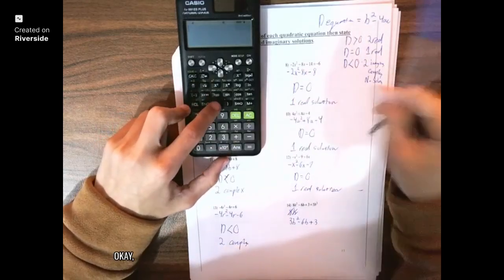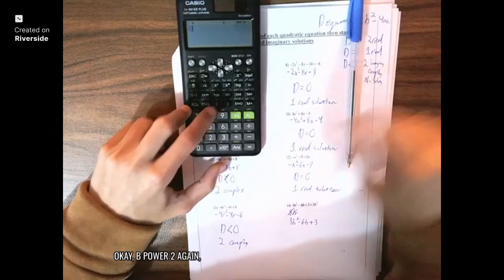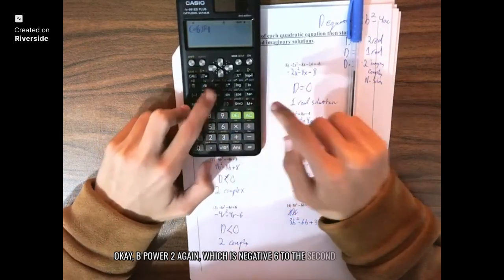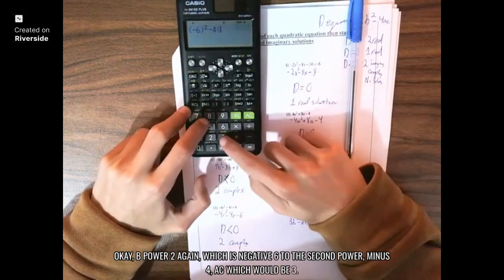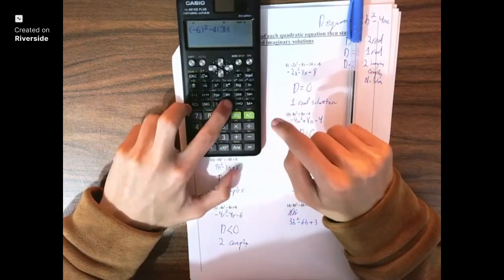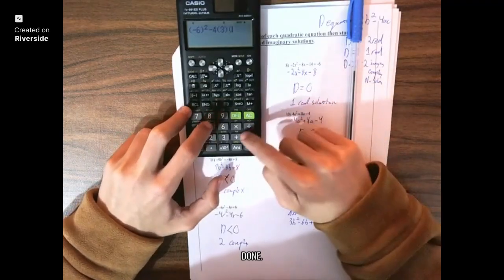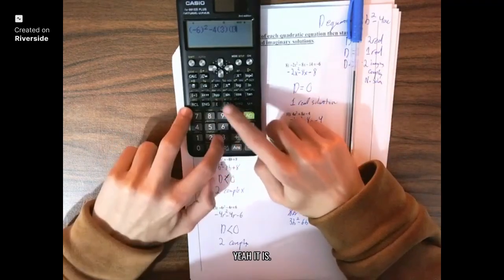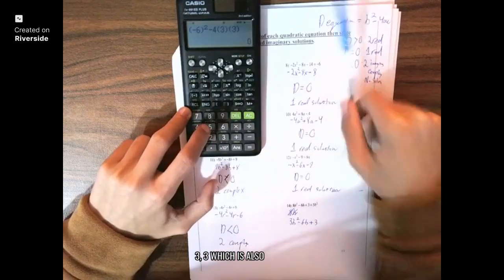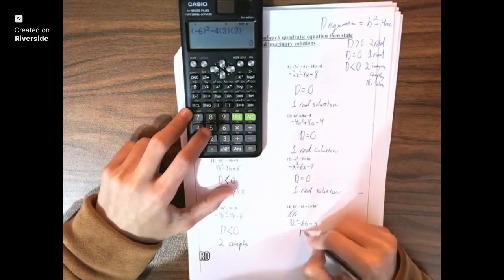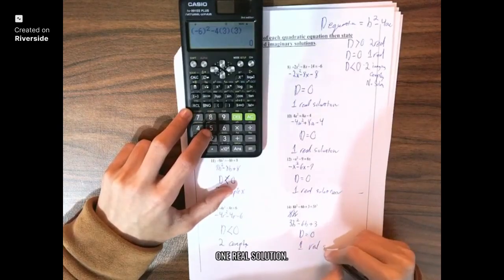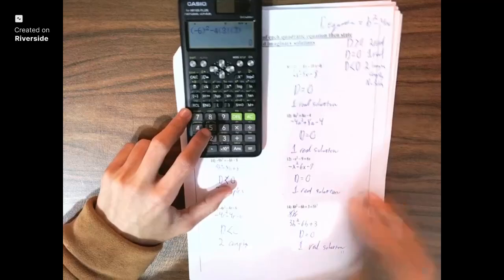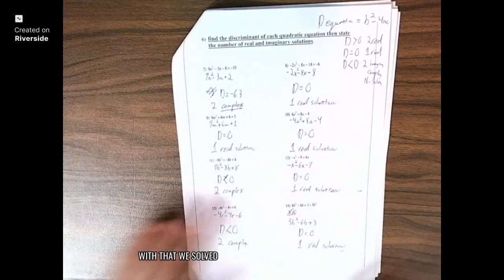Okay. B power 2 again, which is negative 6 to the second power, minus 4 AC, which would be 3. Then, wait, is it 3 3? Yeah, it is. 3 3, which is also equal to 0. Our D over here is equal to 0. 1 real solution. With that, we solved everything regarding the quadratic.